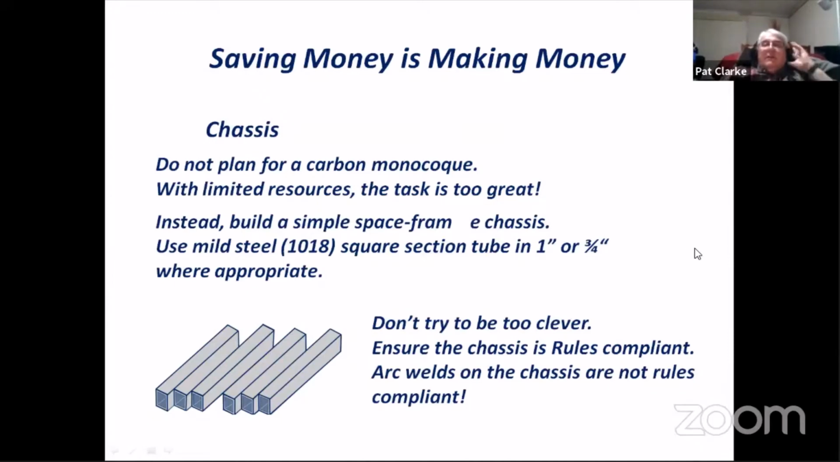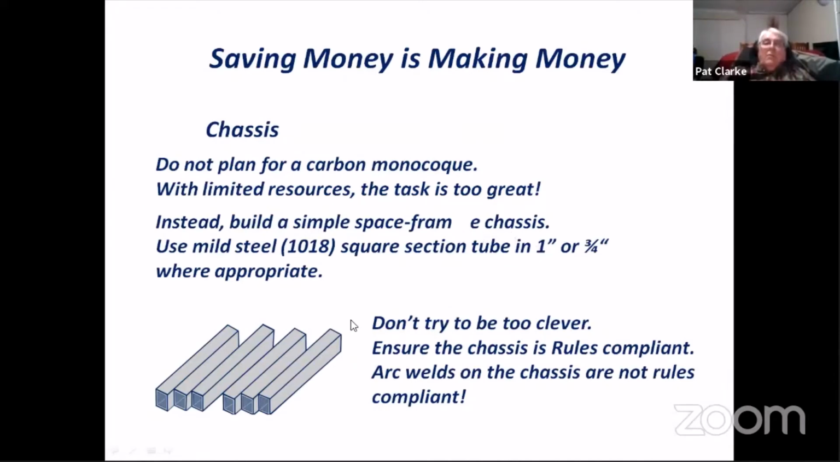There's no need for the difficult fish mouths. The welding is easy. Jigging is easier. Fitting of panels is easier. You can fit and glue panels, which actually adds to the stiffness. The downside is that the chassis will weigh a little bit more, maybe 10% more, just the chassis.